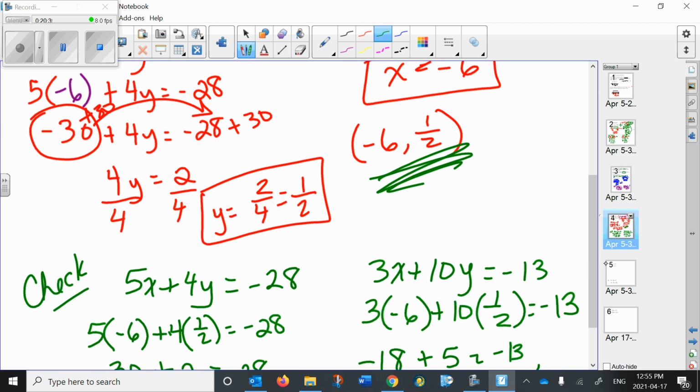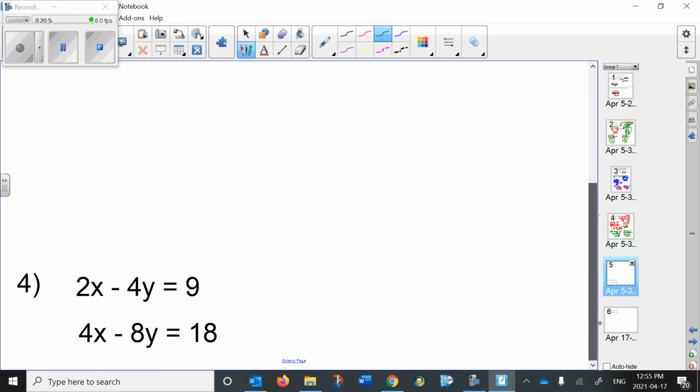So this is our solution, negative 6 and 1/2. Okay, now again, like every other one, there are exceptions. Well, not exceptions, but just where you're either going to have no solution or infinite solutions, right?